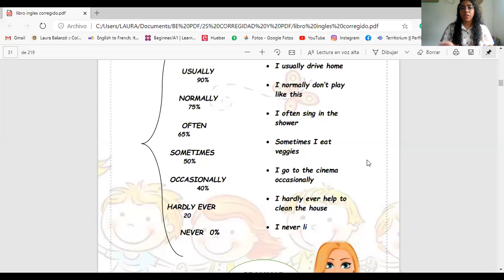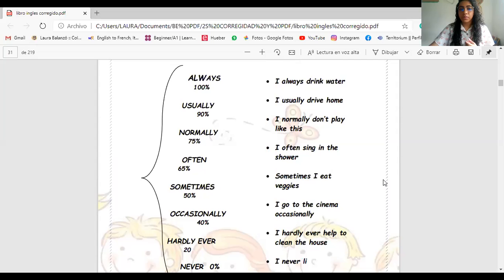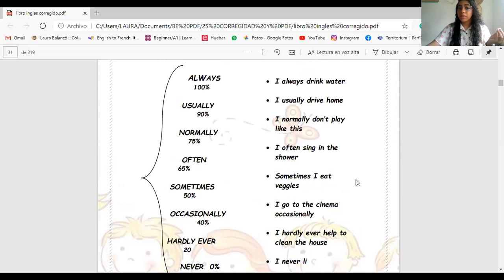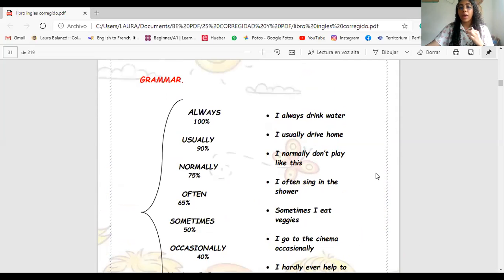And the last one, never. O sea, nunca pasa. It never happens at all. All right? For example, I never lie. Yo nunca miento. That's a lie. Right? I never smoke cigarettes. Or I never dance. Nunca bailo. Que no me gusta, no sé. All right? So this is how we use adverbs of frequency. Nuestros adverbios de frecuencia los usamos casi siempre, para hacer saber cada cuánto pasa una acción. How often does something happen?